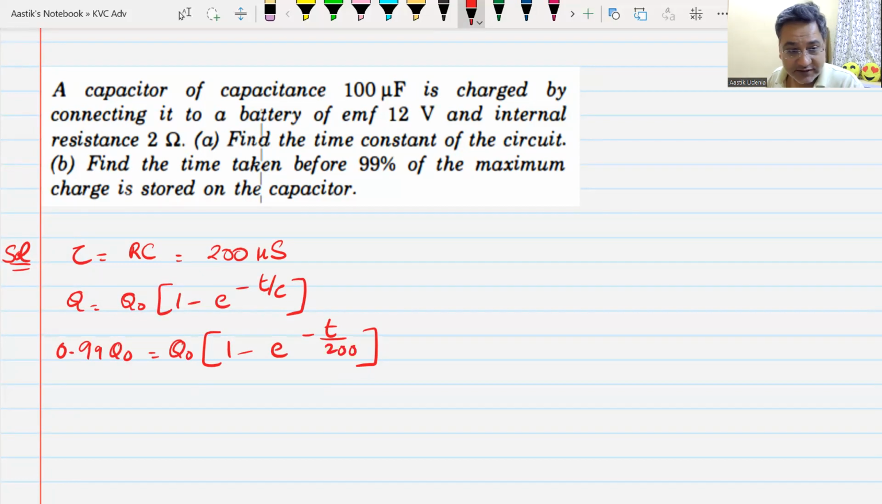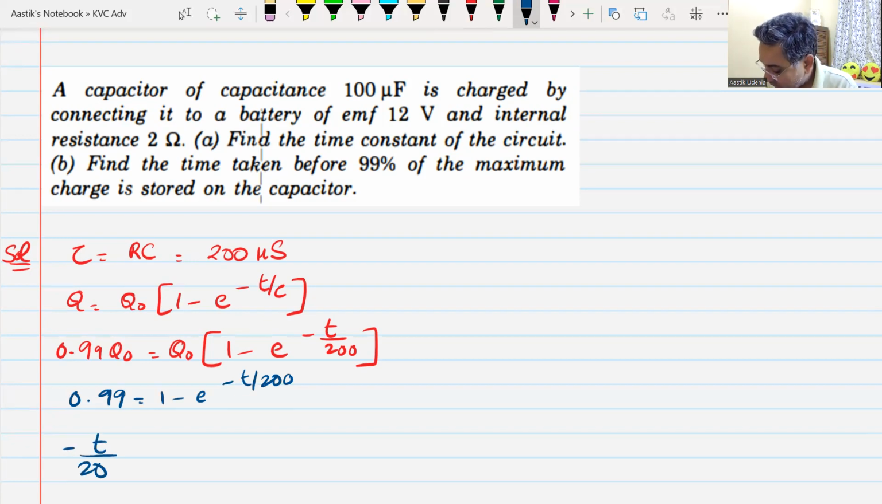Now, if you just solve this, what will you get? You will get 0.99 will be equal to 1 minus e raised to the power minus t by 200. Yes or no? Yes, sir. So I can get minus t by 200 will be equal to ln of 0.01. Yes or no? Yes, sir. From here you will get the value of t.